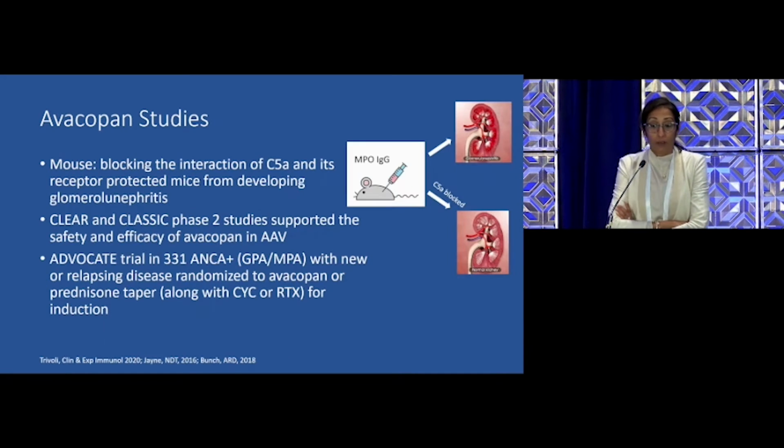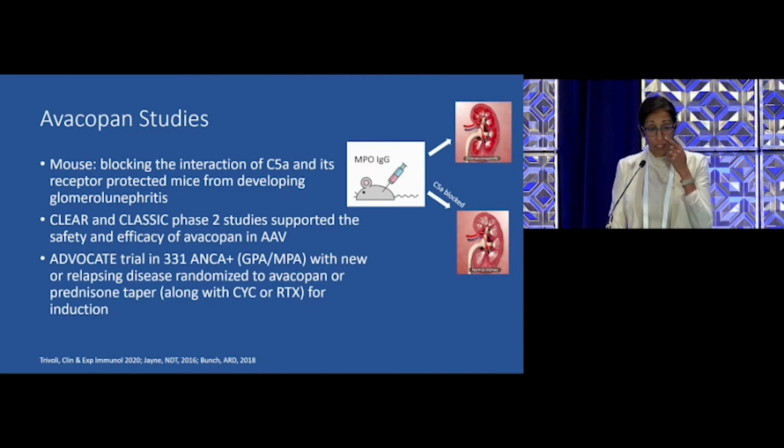The original studies looking at this type of medication in ANCA vasculitis were mouse studies. What they discovered is if you inject a mouse with ANCA vasculitis, it will develop glomerulonephritis, so it'll develop inflammation in its kidneys. But if you block that interaction between C5a and its receptor, and then you inject the mouse, they are protected from developing that. So it started in mice, and then they started studying it in different trials in humans.